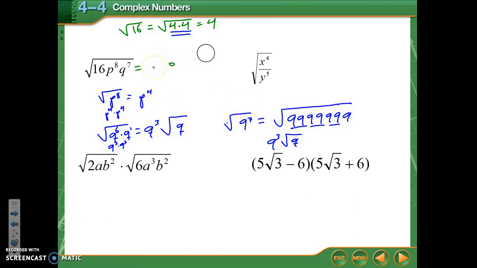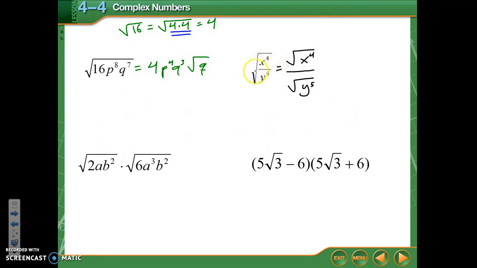So when I'm doing the square root here and simplifying it, the square root of 16 is 4. The square root of p to the 8th is p to the 4th. And then for q to the 7th, I bring out a q cubed. But one q stays underneath the square root.